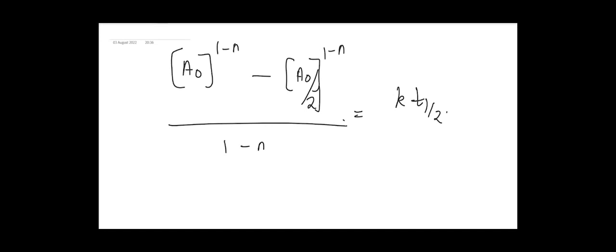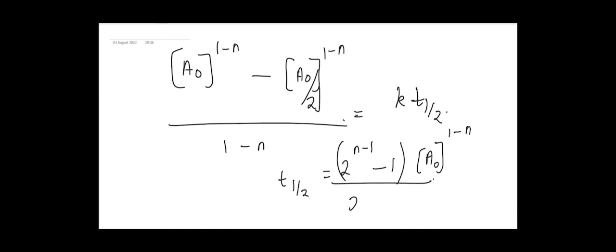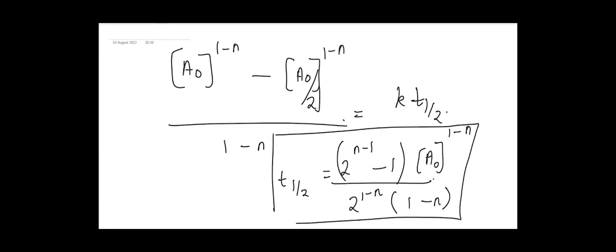So simplifying it, we get the relation of half-life to be 2 power n minus 1 minus 1 into final initial concentration to the power of 1 minus n divided by 2 power 1 minus n into 1 minus n. So this is the general half-life equation for any reaction whose order is n.